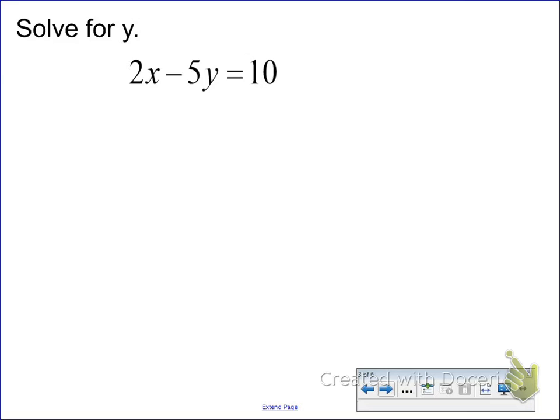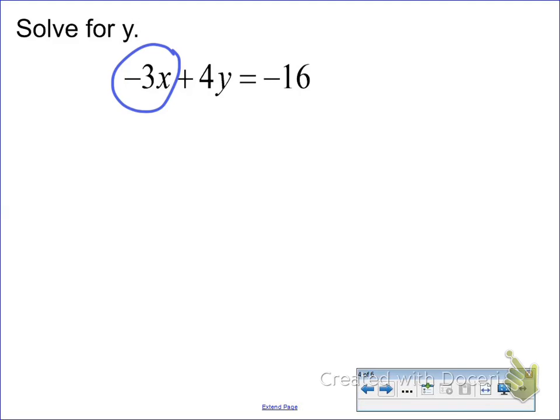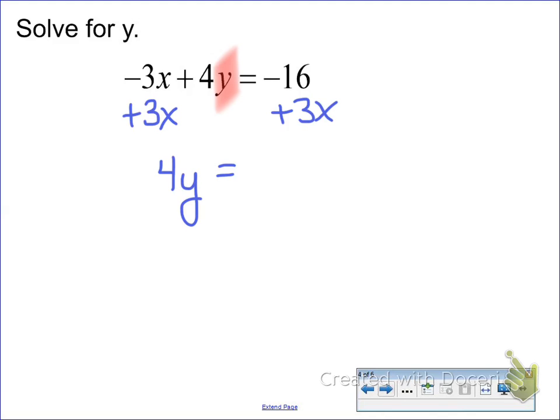Alright, so our next equation that we're going to look at is as follows. So now, how do I move the x term over to the other side? That's the question. Well, here, I'm going to move the x term by adding it, because it's subtracted here, so I add 3x to both sides. So now I get 4y is equal to 3x minus 16.